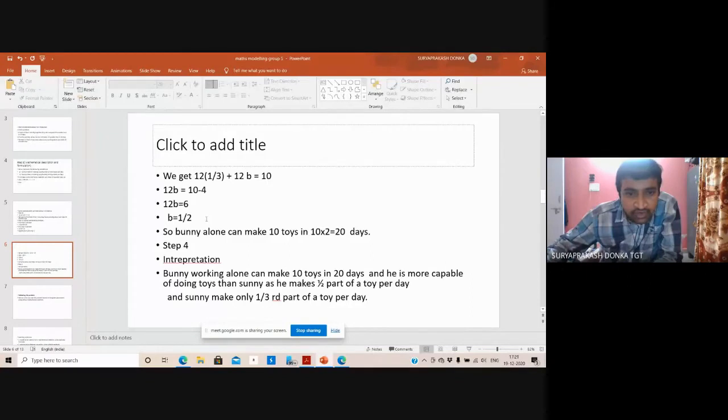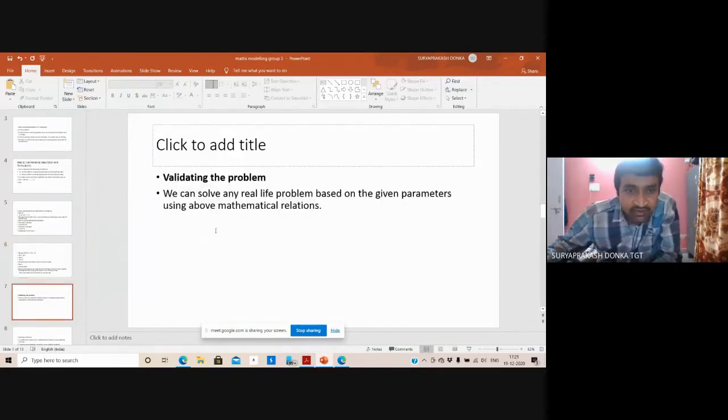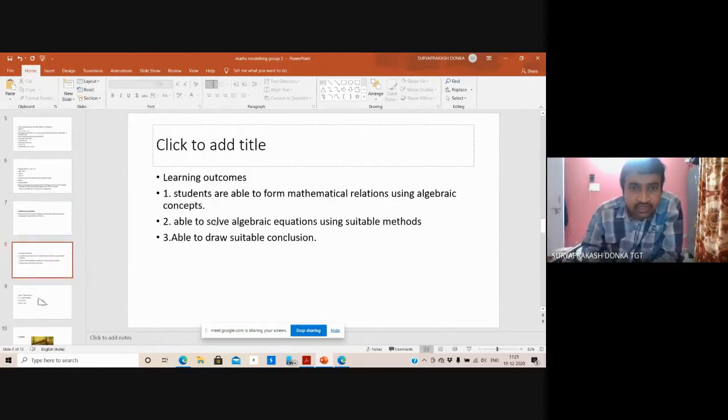and he is more capable of making toys than Sunny, as he makes half a toy per day, and Sunny makes only 1/3 of a toy per day. So here we can validate this problem. We can solve any real life problem based on the given parameters using the above mathematical relations. These are some outcomes we can learn from this concept. Students are able to form mathematical relations using algebraic concepts, able to solve algebraic equations using suitable methods, and able to draw suitable conclusions. So this is one of the problems I took, sir.